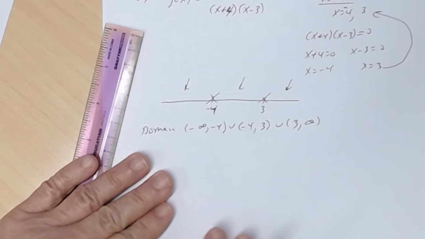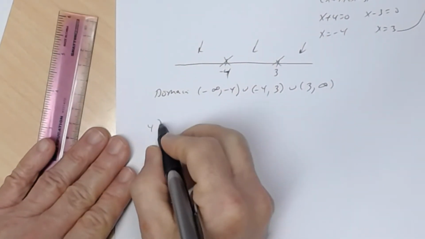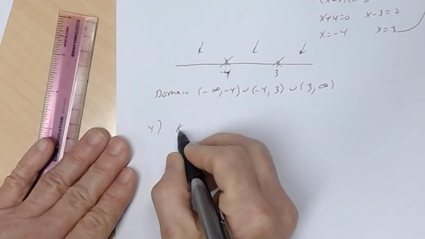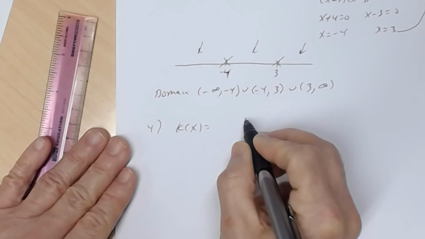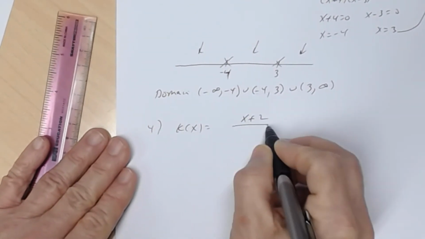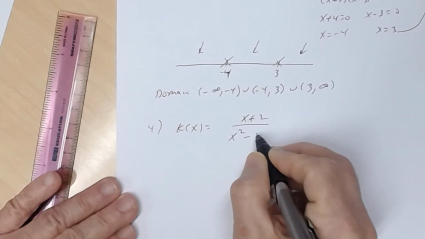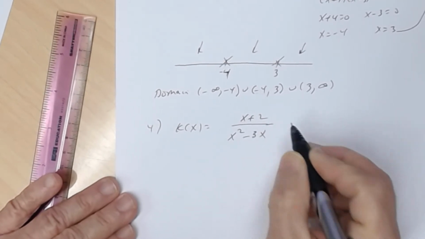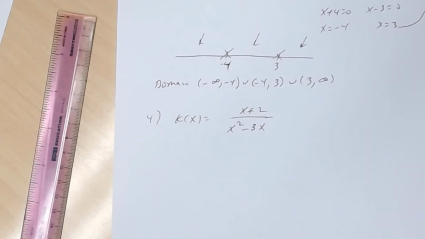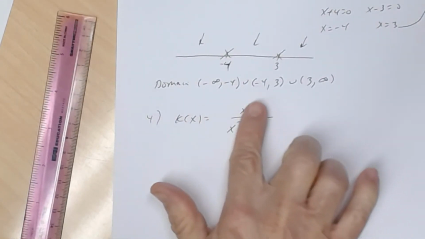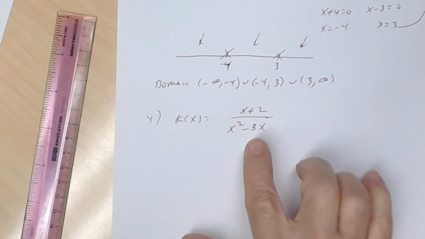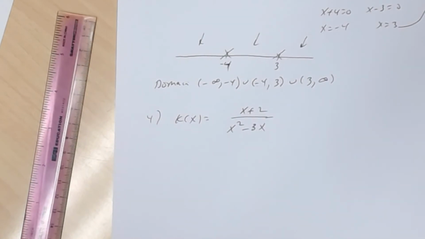Okay? All right, so number 4, let's suppose we had k of x is equal to x plus 2 divided by x squared minus 3x, let's say. So again, notice this is a rational expression, a rational function, because you have a polynomial divided by a polynomial.